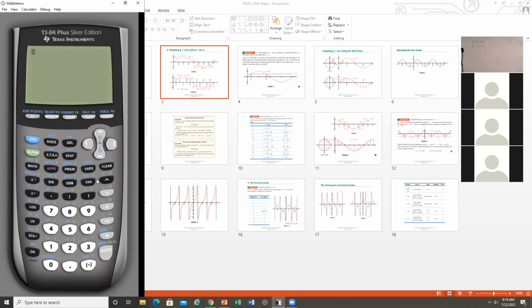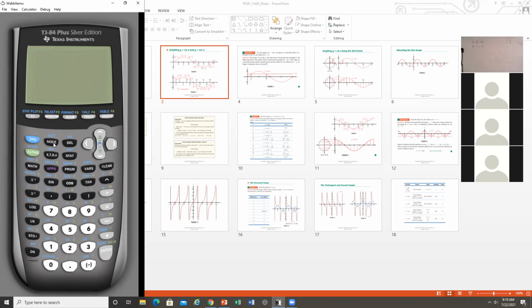Ladies and gentlemen, when we graph trigonometric functions, we're usually always in radian mode because the input values are radians and not degrees. So hit your mode button. Make sure your calculator is in radian mode. Notice mine is, so I'm good to go there.